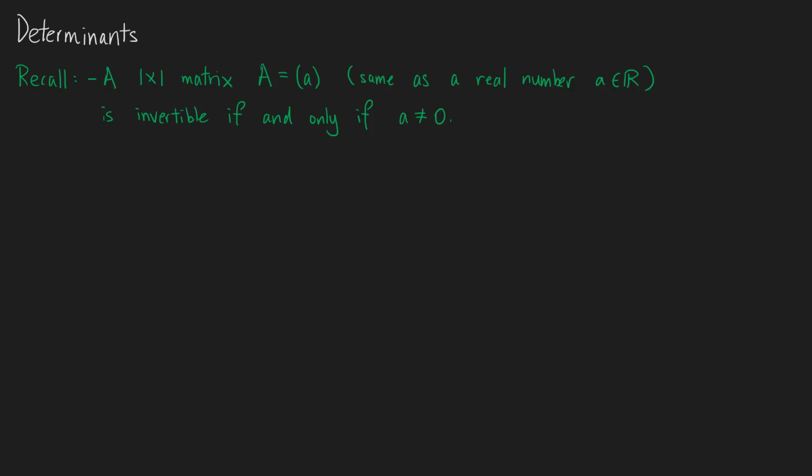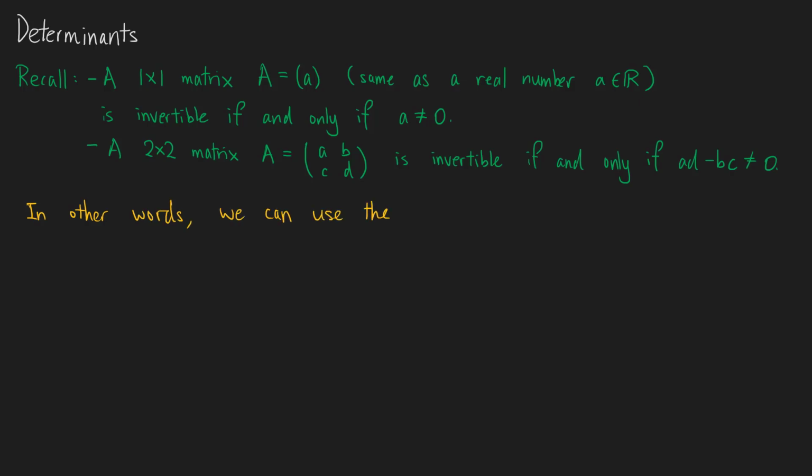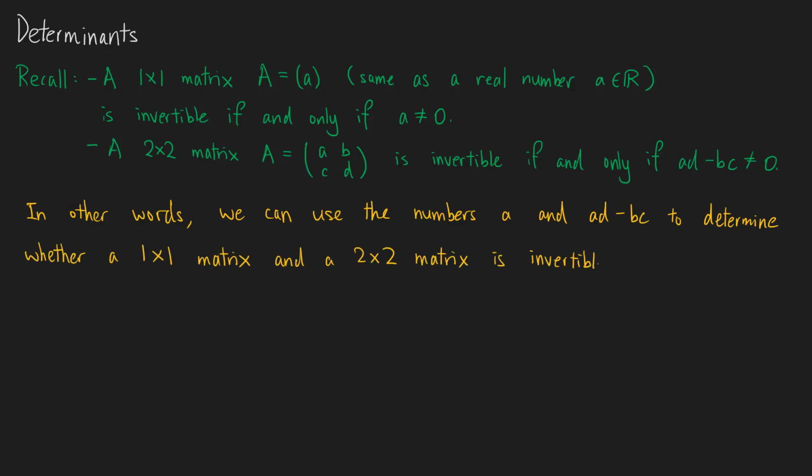Let's talk about determinants in this video. Recall that a 1x1 matrix, say A, with entry little a, which is the same as a real number a, is invertible if and only if little a is non-zero. Also, a 2x2 matrix A with entries a, b, c, d is invertible if and only if ad minus bc is non-zero. In other words, we can use the numbers a and ad minus bc to determine whether a 1x1 matrix and a 2x2 matrix is invertible respectively.